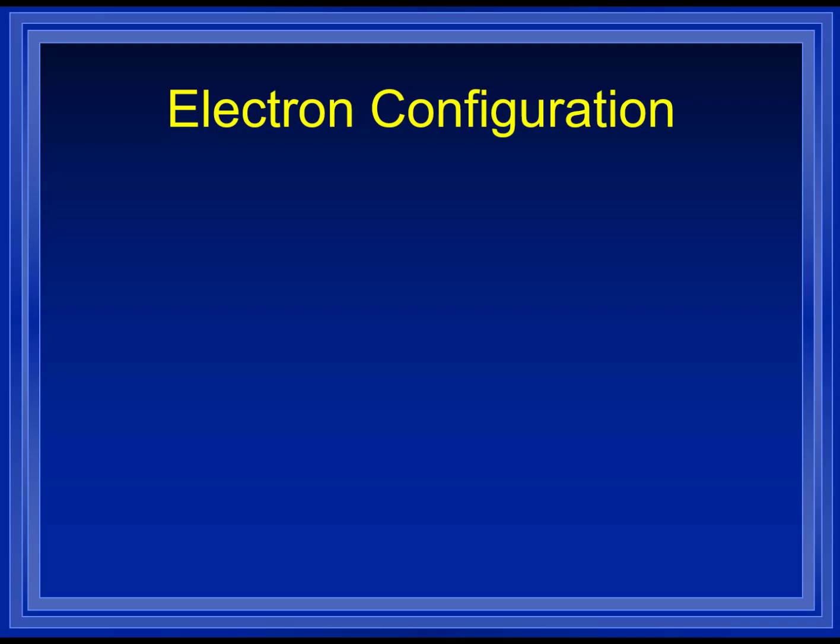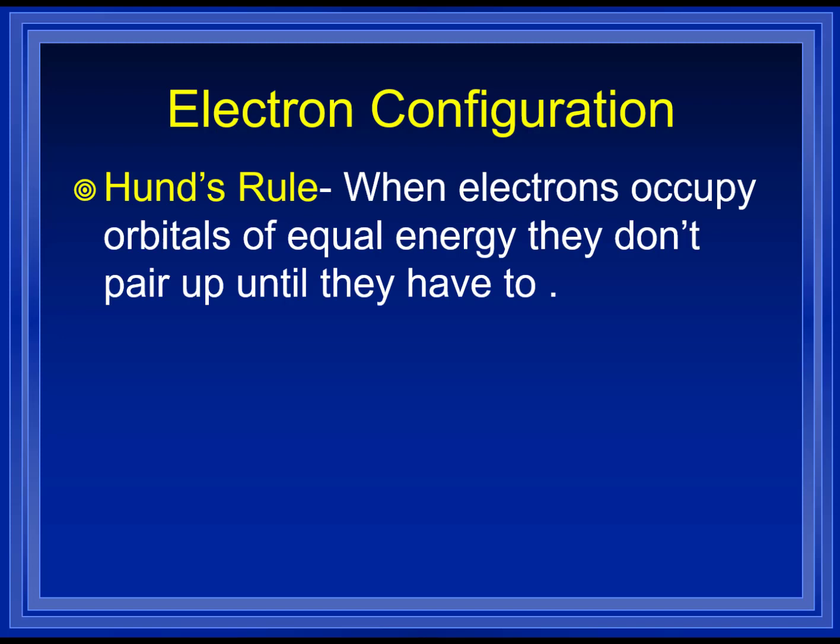Okay. So that was more. It's called Hund's rule. And Hund's rule is that if electrons occupy orbitals of equal energy, like the 3p orbitals, or the 5d orbitals, or the 7f orbitals, those all have the same energy. If they occupy ones of equal energy, they don't pair up until they have to.